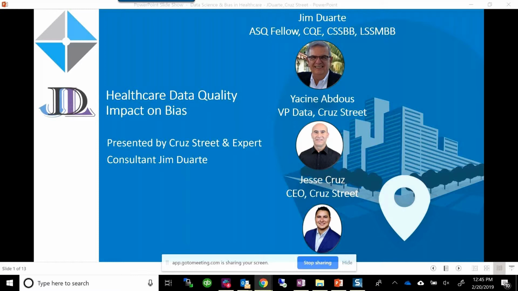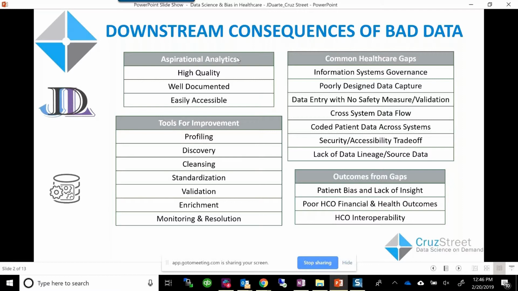And Jim Duarte is a consultant advisor for Cruz Street, also a data scientist, and owns his own firm, LJ Duarte and Associates. Jim has an upcoming series he's publishing in Forbes, so if anybody's interested, follow up with him after. He has 6 patents in analytical methods and has worked for SAS, as well as some big brands like Anheuser-Busch. So with that, why don't we go ahead and dive into healthcare data quality impact on bias. Yacine, take it away.